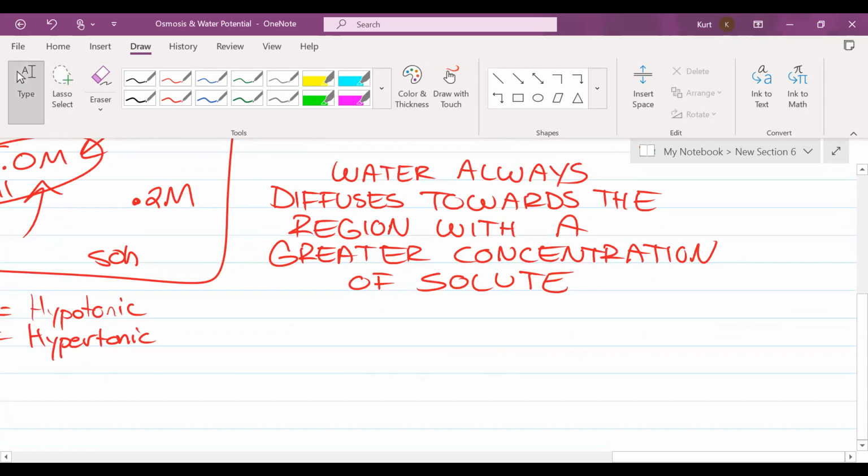Guys, if there's more solute, what is there less of? Water. You get it? It always goes from high concentration of water to low concentration of water. So if there's more solute, there's less water. If there's less water, water is going to go towards that region. More solute means less water.